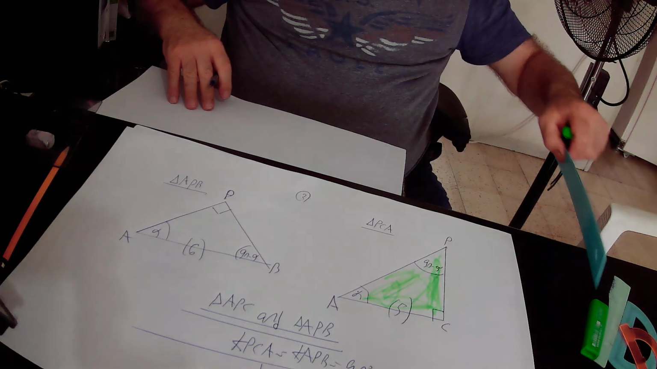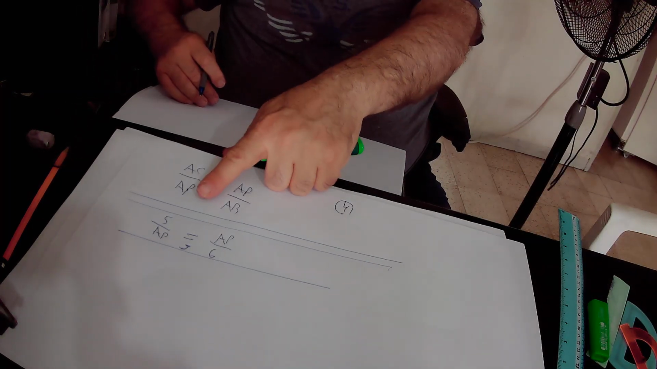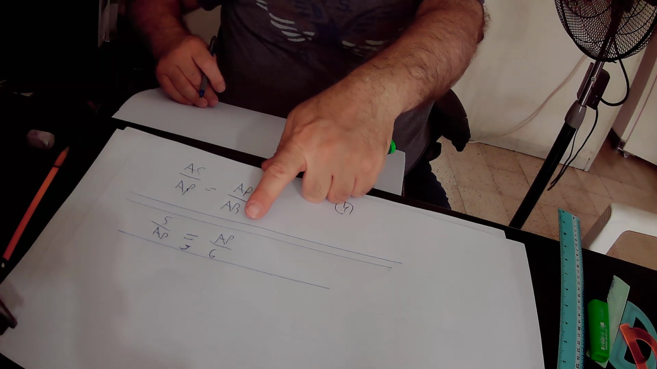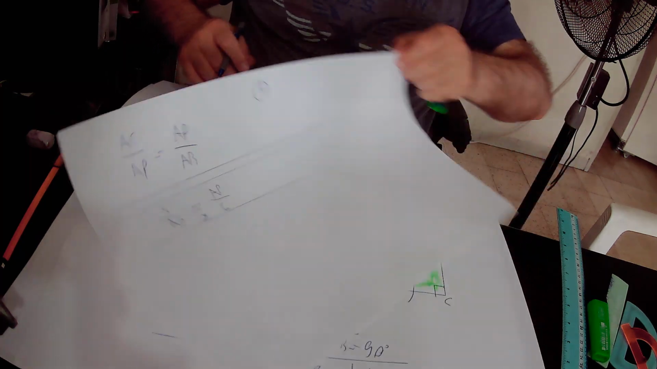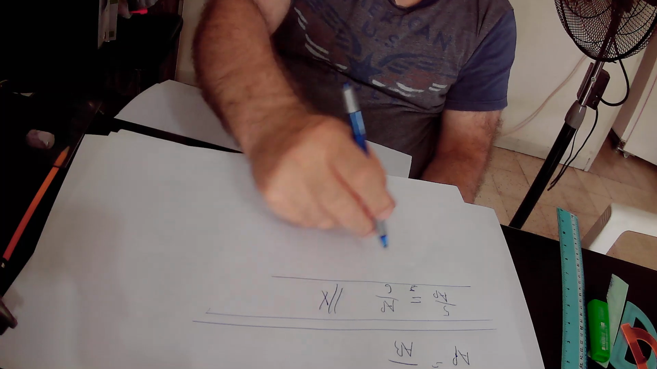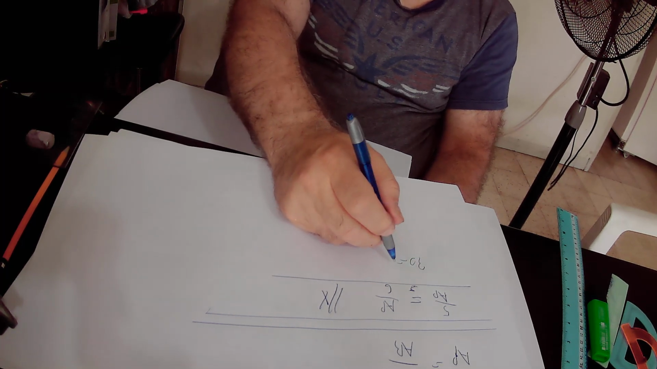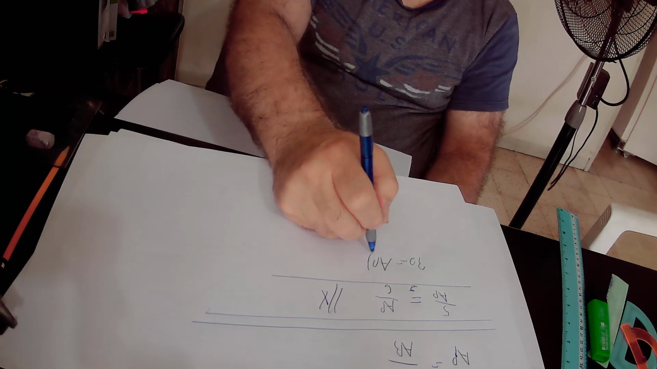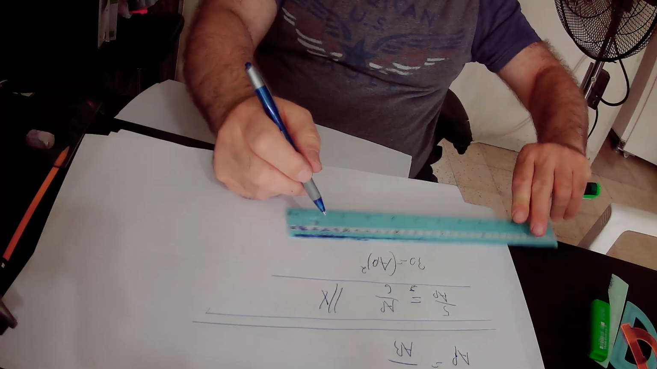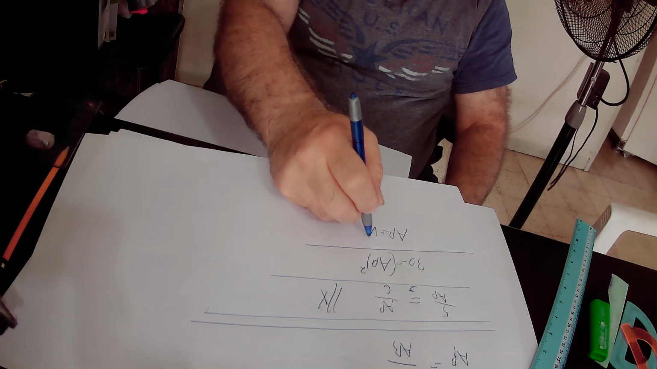So I actually found out that 5 over AP equals AP over 6. Here we cross multiply this equation and we get that 5 times 6 is 30. So 30 equals AP squared. Here we take a root out of this equation. And finally we get that AP equals the square root of 30.